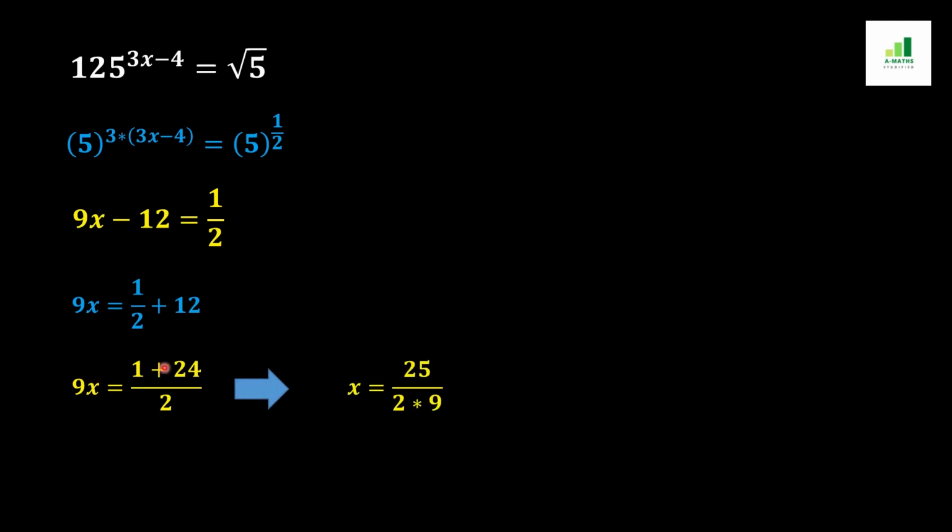Now this 1 plus 24 will be equal to 25, and this 9 will move from here to here and divide this whole fraction with this 2, and as a result we will get 2 into 9. Now in the next step this 2 into 9 will multiply and we will get the value of x, which is x equals 25 over 18, and that is the answer for this equation.